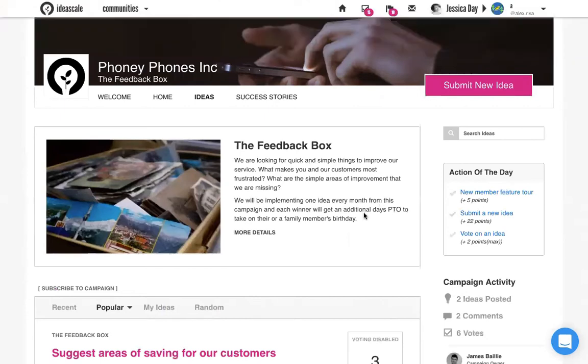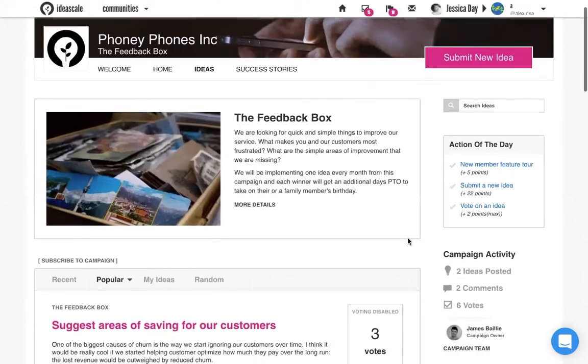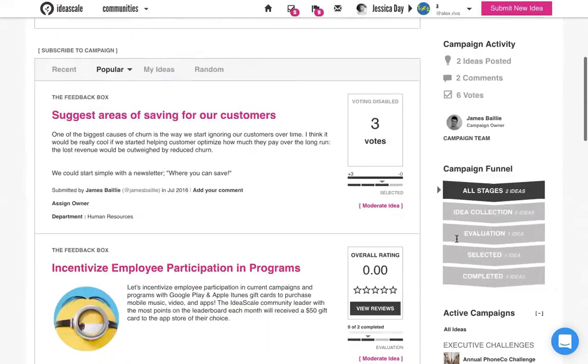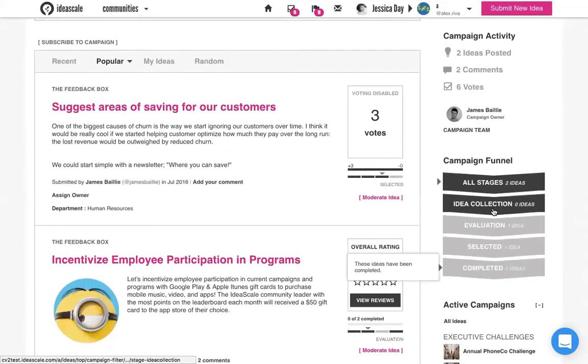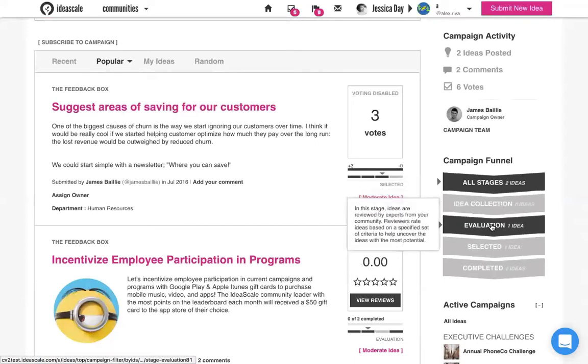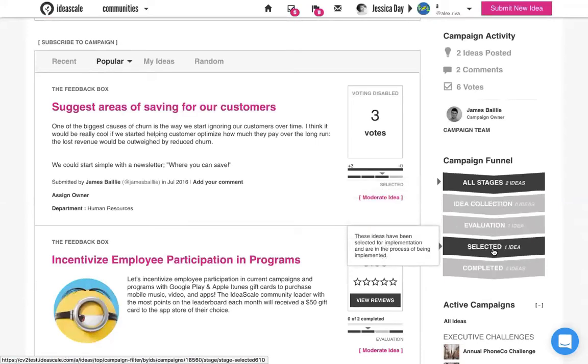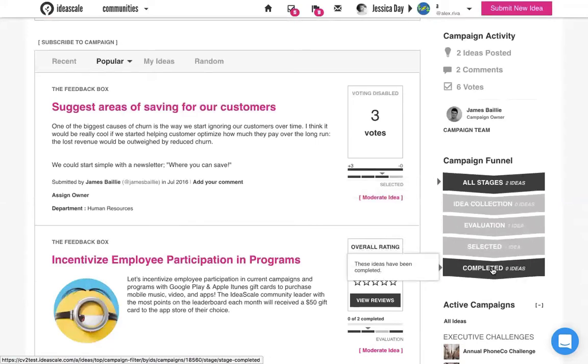And I pulled up the Feedback Box campaign as another example, which is a much more open sort of catch-all campaign. And you can see it has far fewer stages. It's got the initial ideas, then some basic evaluation. The selected ideas are then shared and reported on.